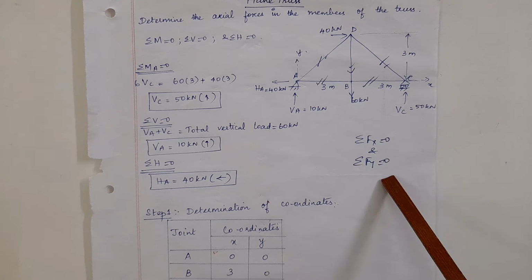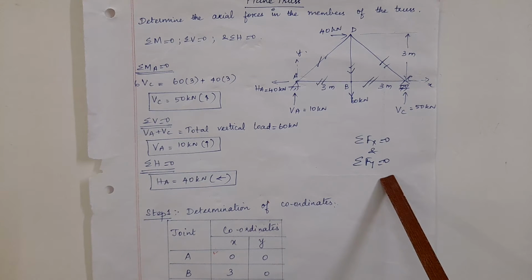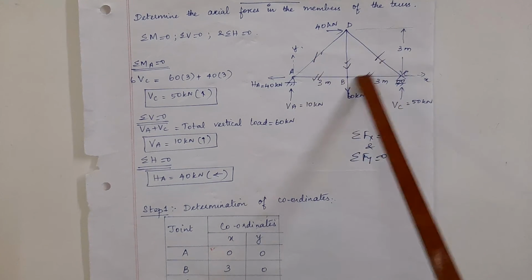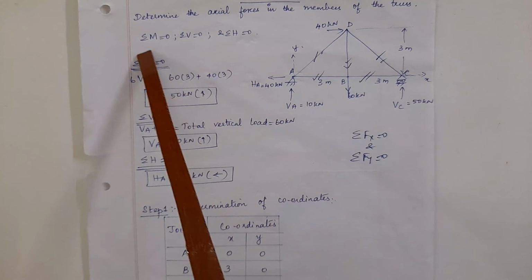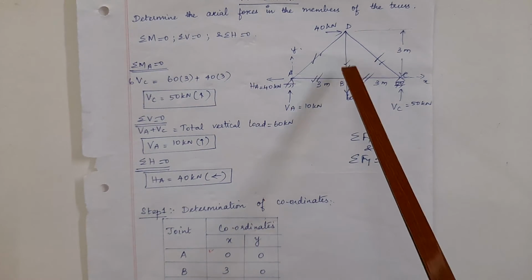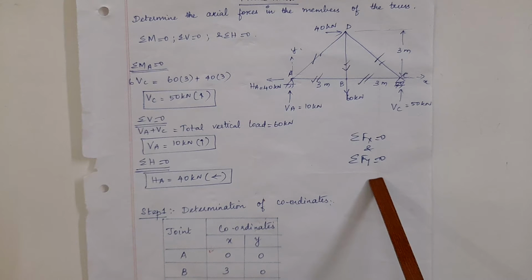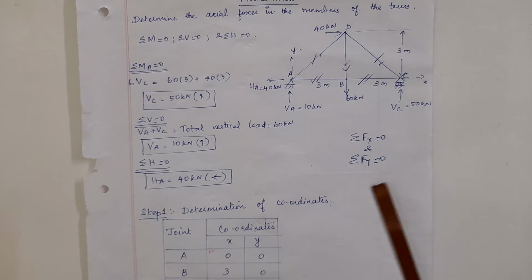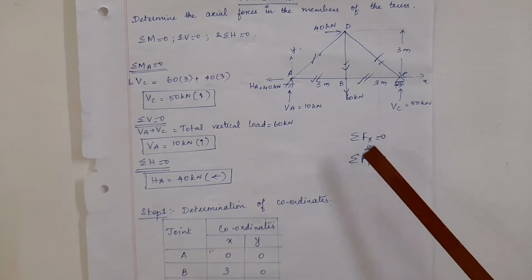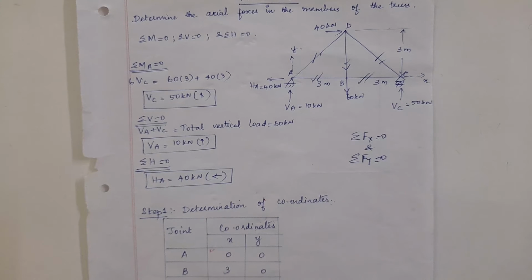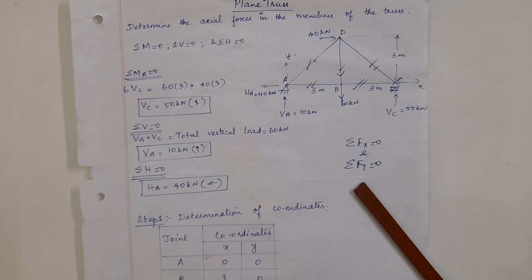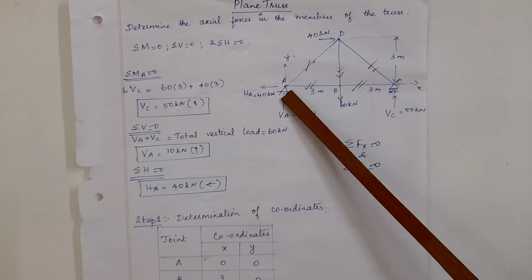What are the two equilibrium equations? Sigma Fx is equal to 0 and sigma Fy equal to 0. Those two are the equilibrium equations to find the internal forces. Okay. For external forces, we had these three equilibrium equations. Don't get confused. To find the internal forces, we have sigma Fx equal to 0 and sigma Fy equal to 0. So at joints D and B, we cannot start because there are more unknown members than the equilibrium equations that are available to determine the axial forces in a two-dimensional plane truss.